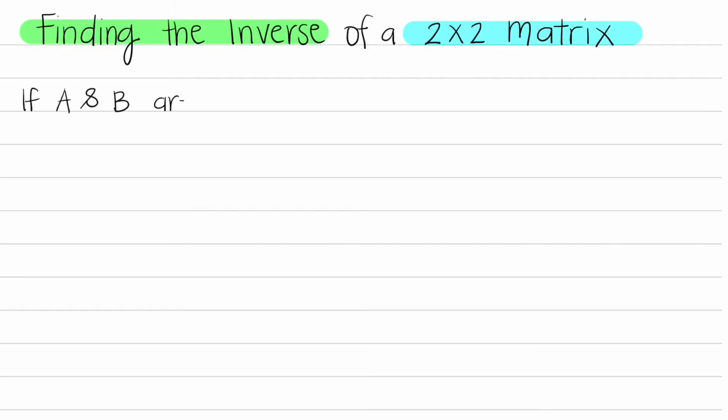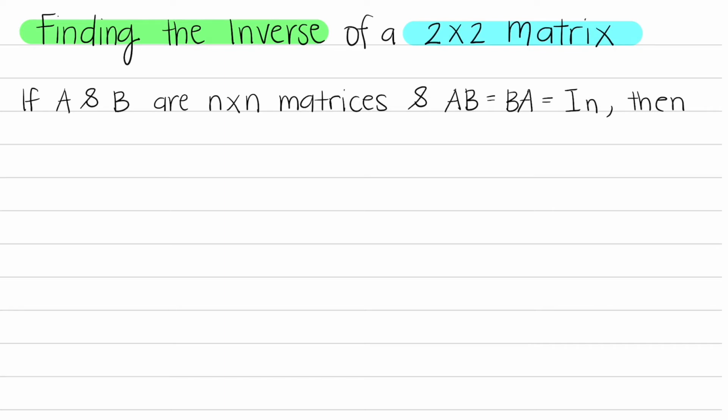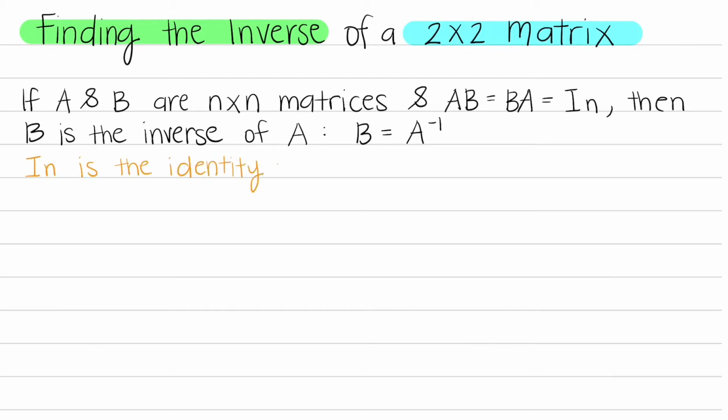If A and B are n by n matrices, and AB equals BA equals In, then B is the inverse of A. So it would be written as B equals A to the negative 1, which is the inverse matrix. And In is the identity matrix.